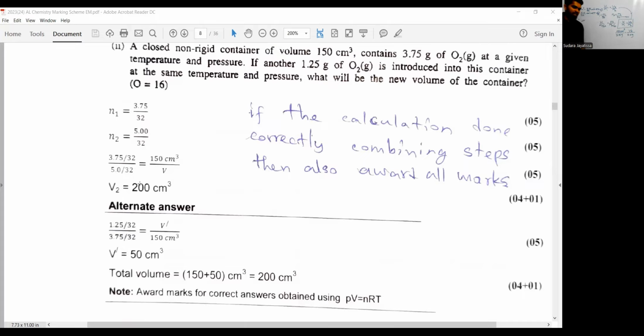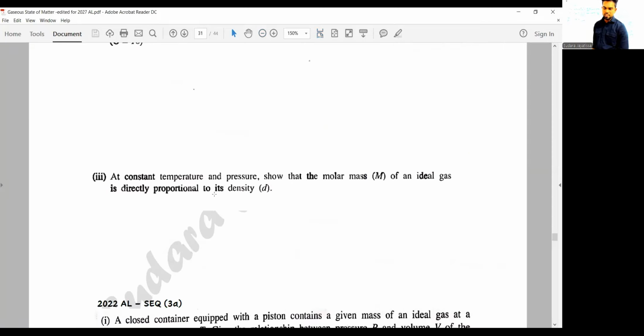Right, and in the end, they're asking us to derive an equation for the molar mass. At constant temperature and pressure, show that the molar mass of an ideal gas is directly proportional to its density.